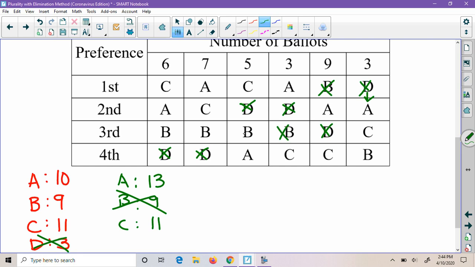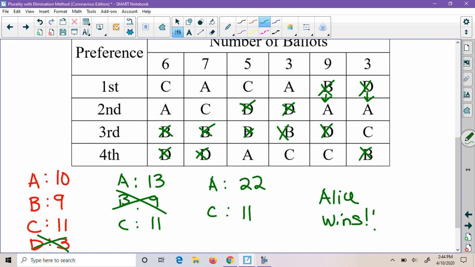Beth got a lot of third place votes. So who is in line for these 9 first place votes that Beth had? Yeah, it looks like it goes to Alice. Alice dominated here. So let's see, 13 plus those 9 extra votes is 22. Carrie's still at 11. So Alice is the winner. Alice wins.